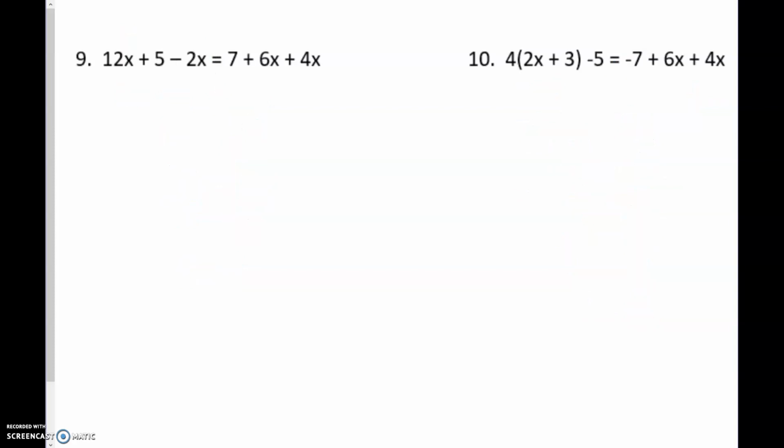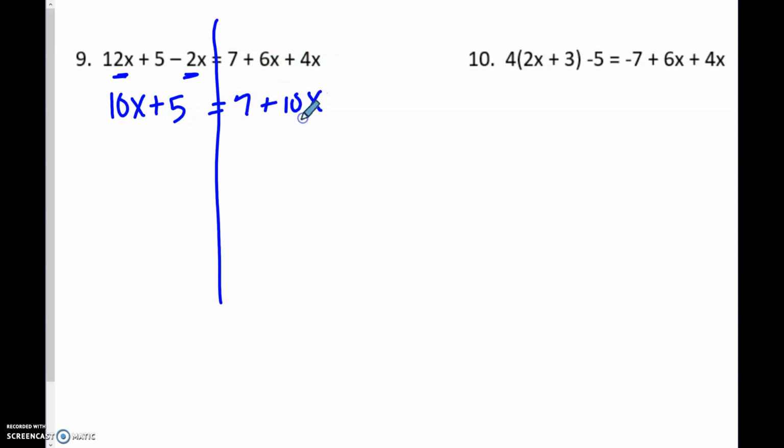Alrighty, moving on to number 9 here. Whew, this one's a long one. Let's see what happens here when we combine like terms. I have this x and this x on the same side. So 12x minus 2x is 10x. On the other side, we also have like terms. So I'm going to combine 6x plus 4x and get 10x.